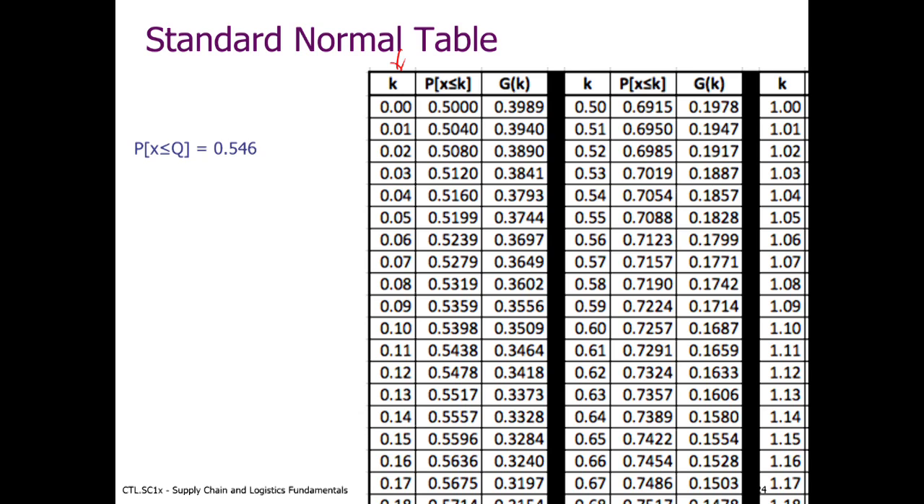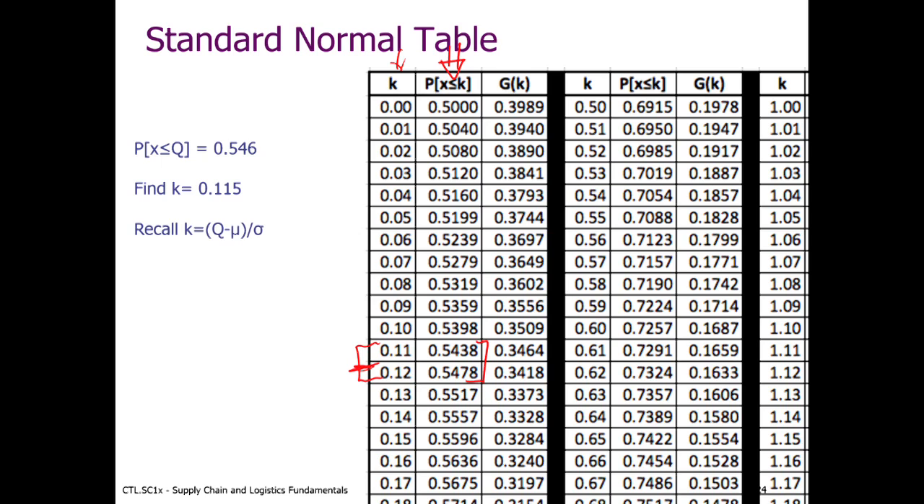And this repeats for all different values of K. So if I want to find the probability of X being less than Q, where it's equal to 0.546, what do I do? Well, I look down the second column to 0.546. I see that it's going to fall between these two values. So my K is going to be somewhere between 0.11 and 0.12. If I interpolate between that, we're almost halfway in between, and it turns out that K equals 0.115, right in the middle between those.